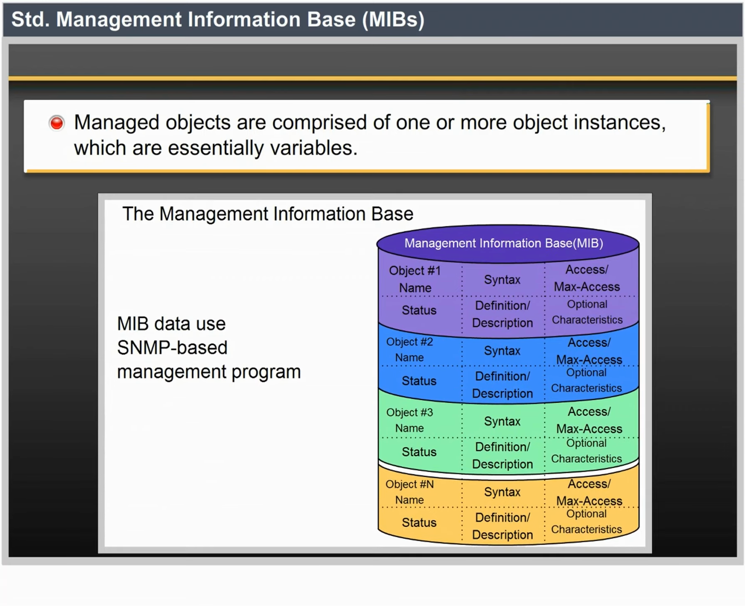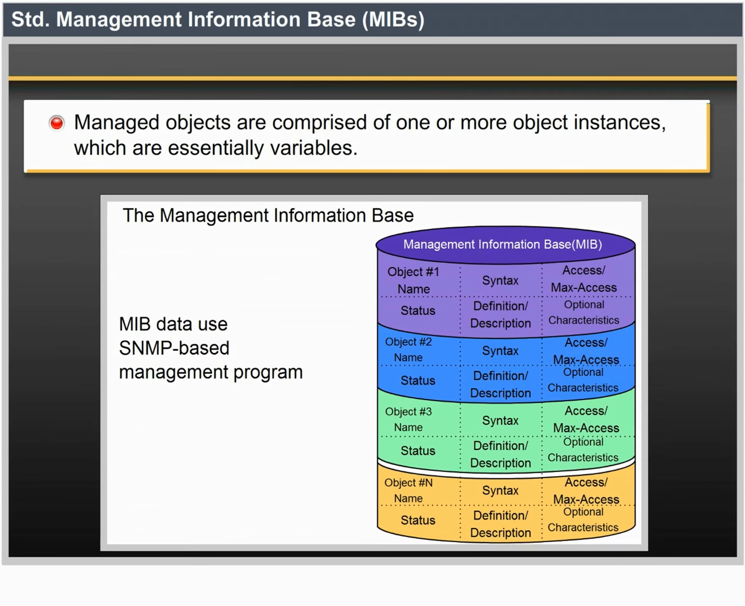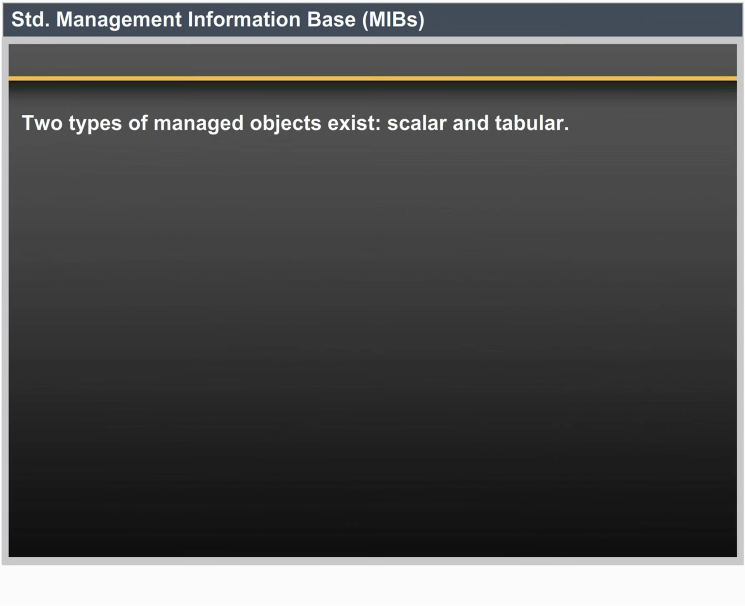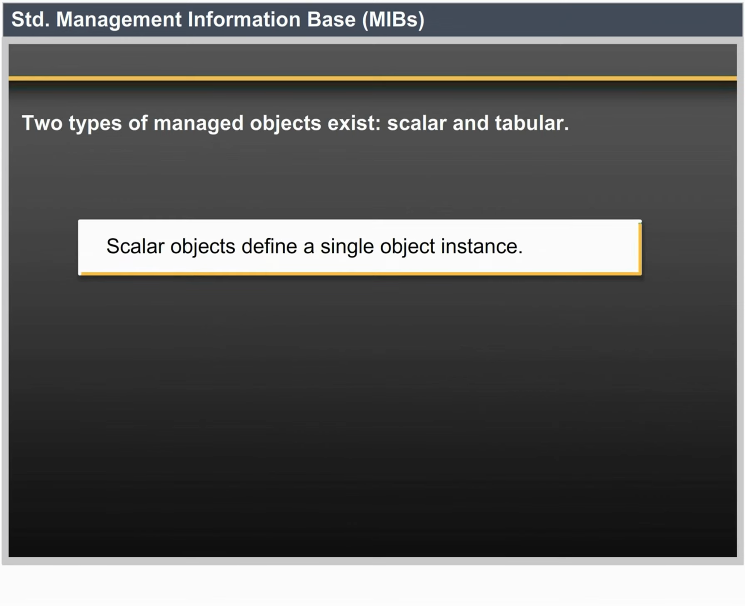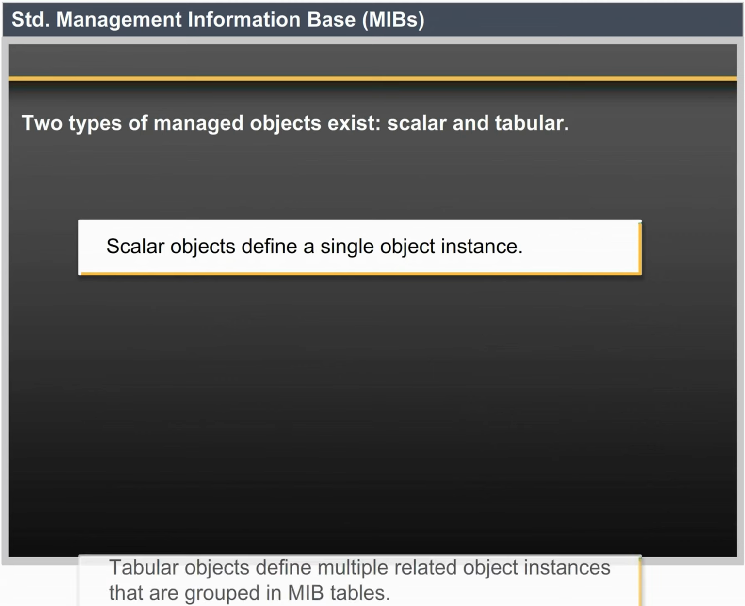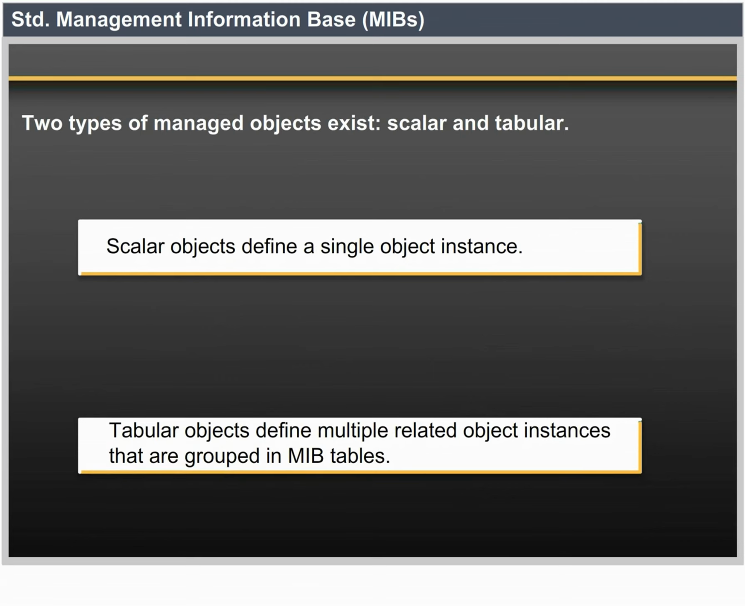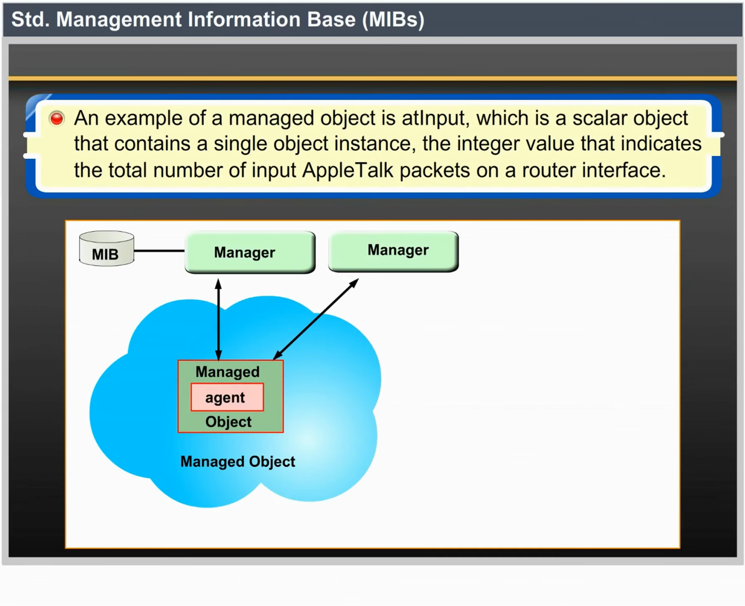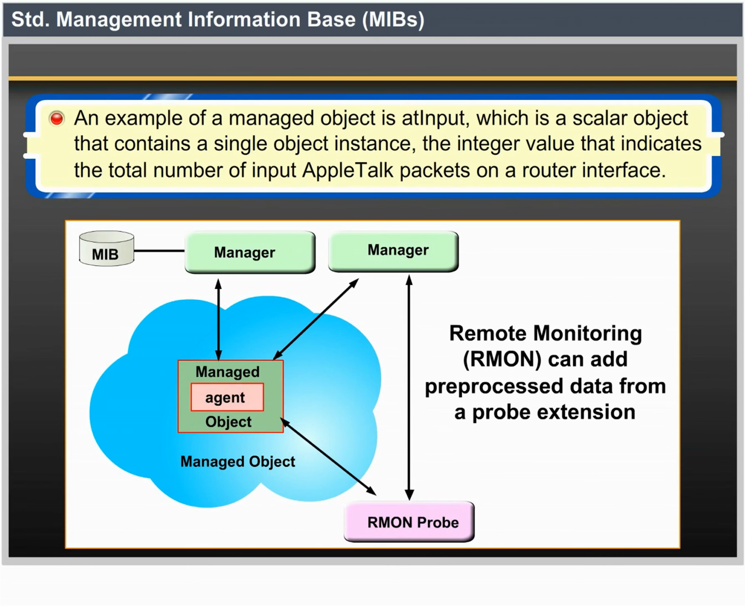Two types of managed objects exist, scalar and tabular. Scalar objects define a single object instance. Tabular objects define multiple related object instances that are grouped in MIB tables. An example of a managed object is atInput, which is a scalar object that contains a single object instance, the integer value that indicates the total number of input AppleTalk packets on a router interface.